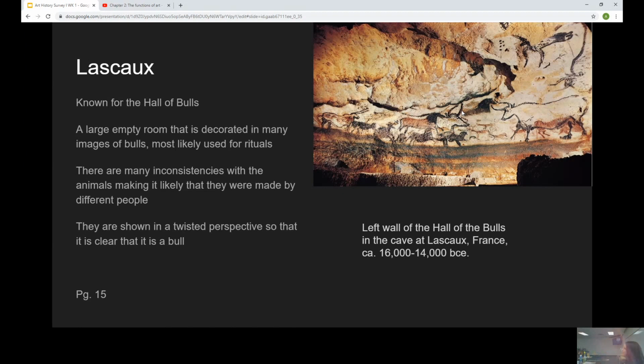That's very consistent with this time as well as future cultures, to do a twisted perspective image to make sure you could see what you needed to see to be able to tell what things are.